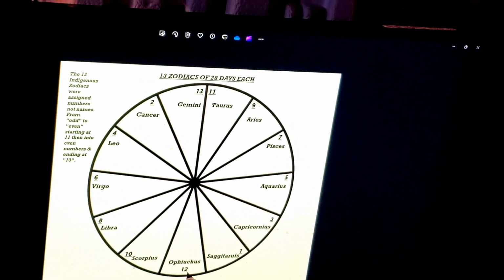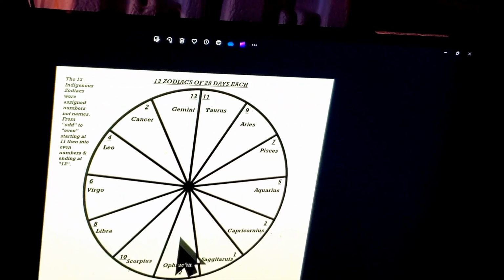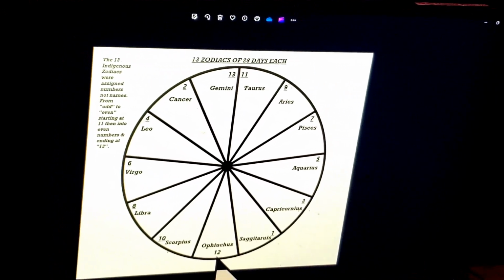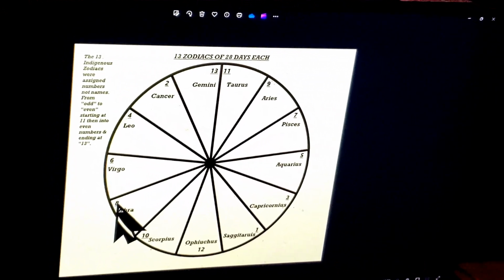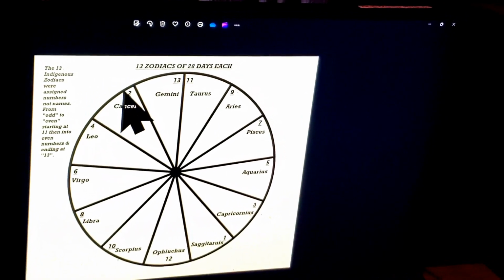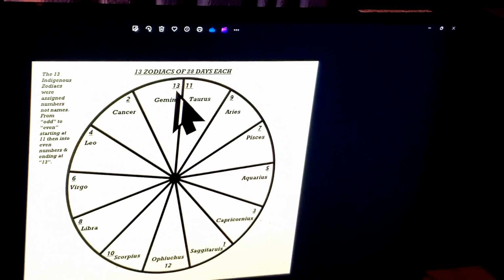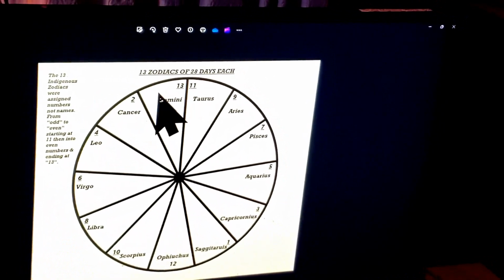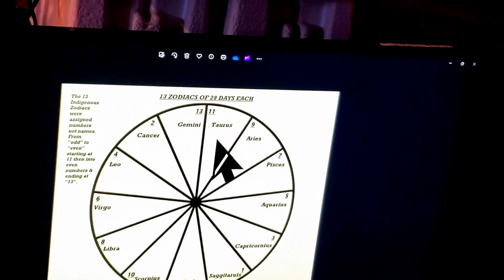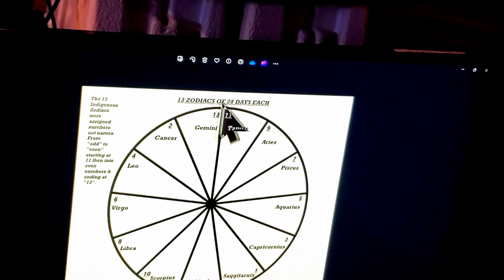Even 12. See, there's Ophiuchus, the underworld. Pleiades is up here, heaven. So you can see how it's laid out. So when you take the even numbers, 12, 10, 8, 6, 4, 2, and like I said, ending at 13. And each of these zodiacs starts with Taurus at 11.